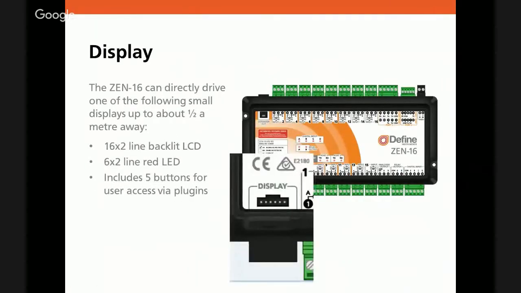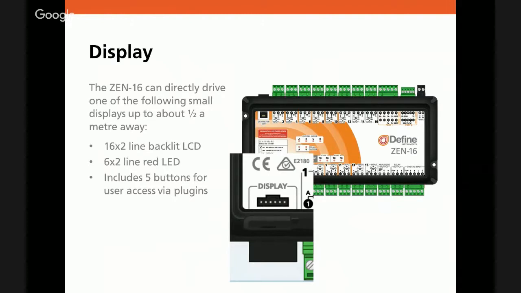The Zen-16 also has a display port. This is a dedicated display. It can drive either a 16 by 2 line LCD front mount display or a 6 by 2 line red LED display. Each display includes user buttons and function buttons, and again, when these displays are combined with plugins, they can offer limited configuration options and so on for customers.